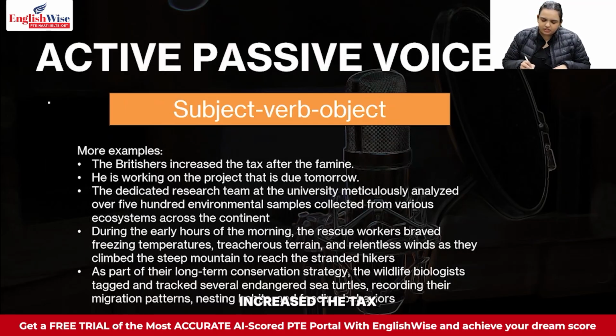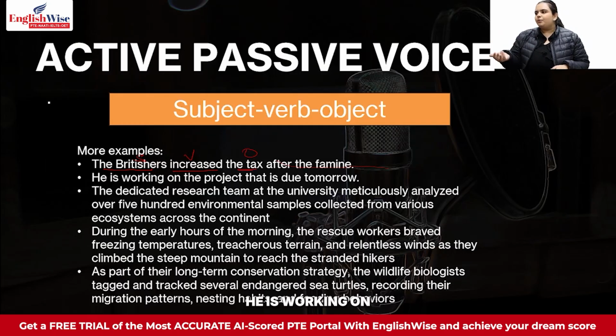The Britishers increased the tax after the famine. Okay. Now over here, who is doing the action? Sorry, always start with the verb. What action is done? Increasing the tax. So increasing the tax, this is the verb over here. Who is doing the action? The Britishers is doing the action because they are the subject. What thing is the action done on? So basically what is increased over here? The tax is increased, okay? So that is the object. After the famine is just an extra part of the sentence that is not really important for us.